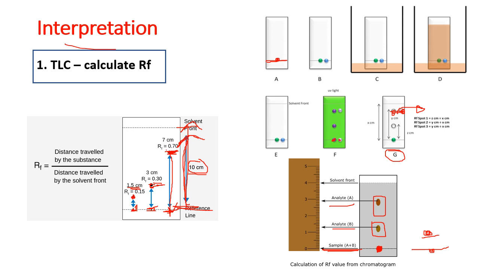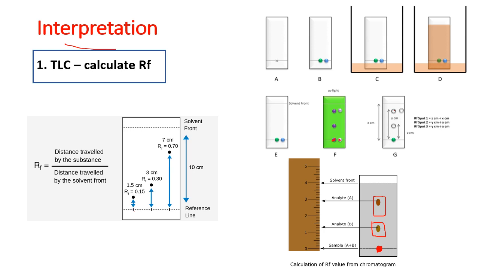So I will get this 0.7 over the 10. This 7 over the 10, so I will get the RF of 0.7. So this is how we calculate the RF. In the exam, you will be evaluated on two things. First, you will be evaluated on calculating your RF, and second, you will be evaluated on your interpretation.